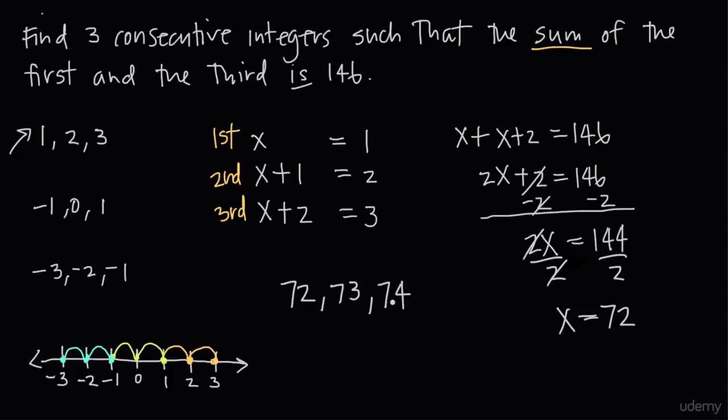These are going to be our three consecutive integers. Remember, we were asked for three consecutive integers. We know that they're consecutive because we can see 72, 73, 74. And we know that the sum of the first and the third is 146 because we can take 72 and 74 and add them together. 2 plus 4 is 6. 7 plus 7 is 14, so we get 146. We double check ourselves that way, that the sum of the first term and the third term is 146, so we know that these are our three consecutive integers.